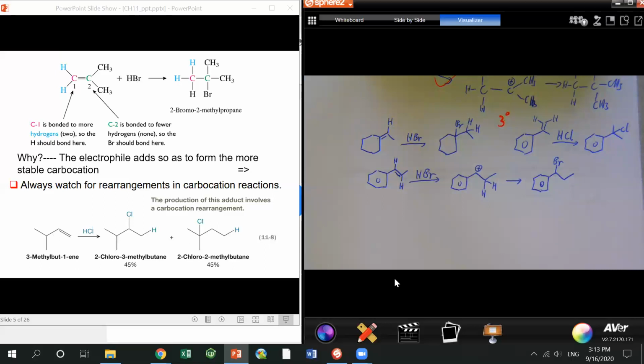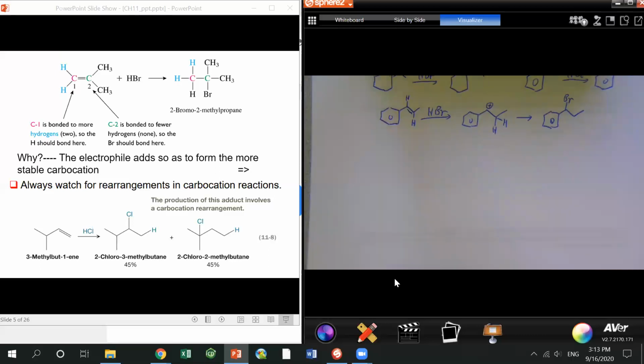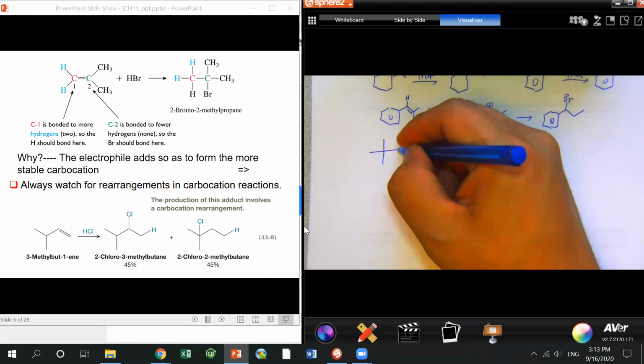All right, and for the rearrangement, let me give you another example. Maybe some kind of elimination product, or maybe the conjugated elimination. So now let me give you another example, the 1,2 alkyl shift.